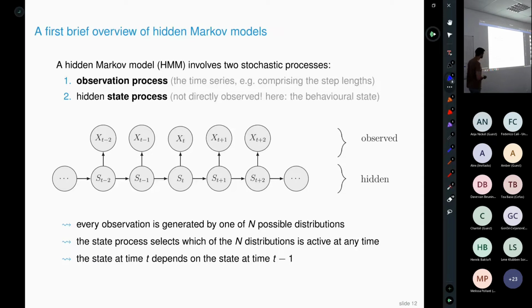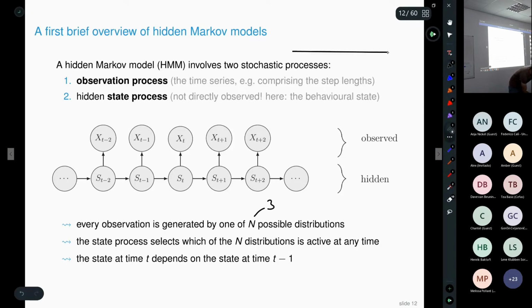So that's the idea. So let's summarize that. Each of these observations, each step length, we assume to be generated by one out of n possible distributions, and n is the number of behavioral modes. So think of 3 here. For the muskox, n is 3. And then we have three such distributions. Let me paint them here, maybe. So we now need a distribution for the step length. So here's the step length, and we now need 3 different distributions.